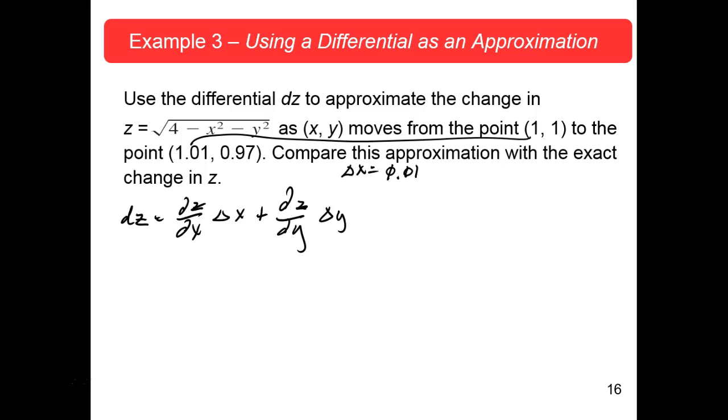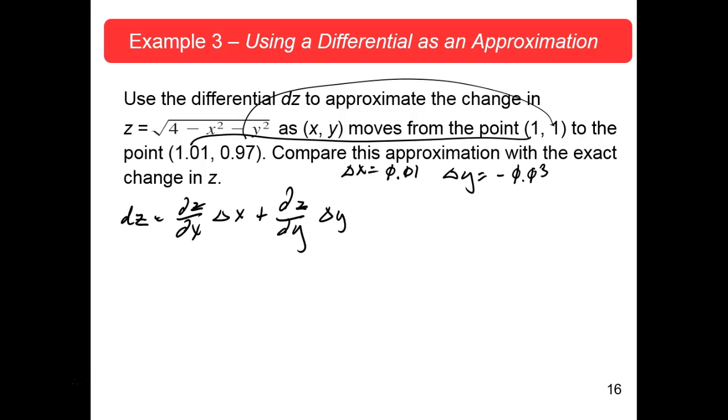Okay. What's your delta y? You're going from 1 to 0.97. What's the change? 0.03. That's the change of y. Your change of x from there to there is 0.01, and the change of y from there to there is minus 0.03. You see? That's how much it changed.